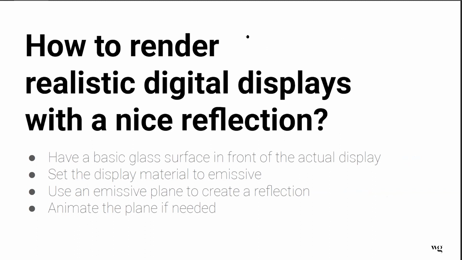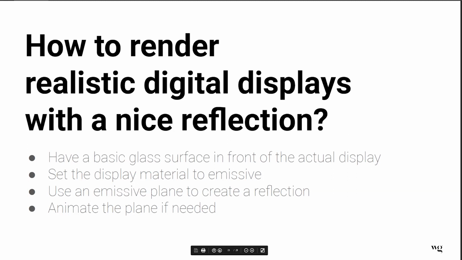So how do we render a realistic digital display with a nice reflection? I suggest that you have a basic glass material in front of the display itself. So model that in. Don't rely on just one material because we can't layer transparent materials in the material graph. So I can't just put glass on top of something. Then we want to set the display material to an emissive type and then use an emissive plane to create a reflection, or say a flat plane in the display itself. And then you could animate the plane if you wanted to.